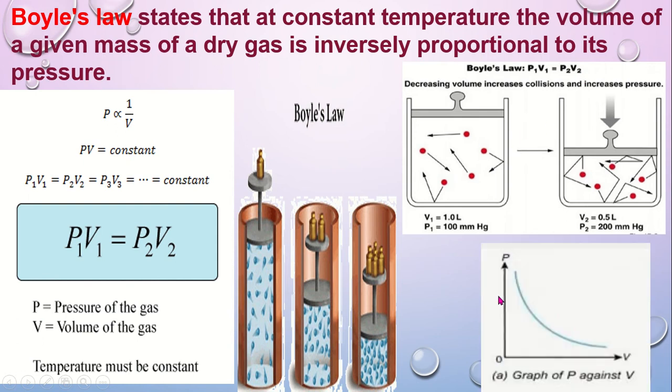So if I want to draw a graph between P versus V, that means pressure versus volume, then the graph will be like this. That means with decreasing pressure the volume will increase, or with decreasing volume the pressure will increase. In this way you can explain this graph, which represents that P is inversely proportional to V, that is, P is proportional to 1 by V.